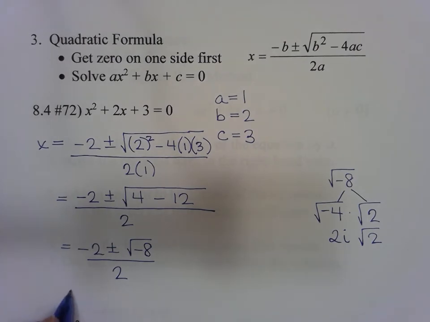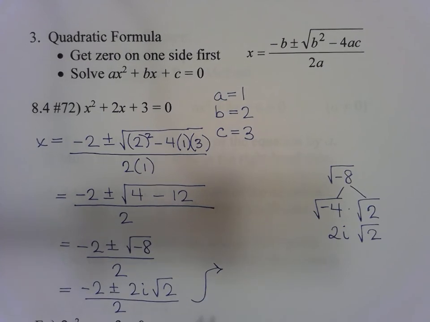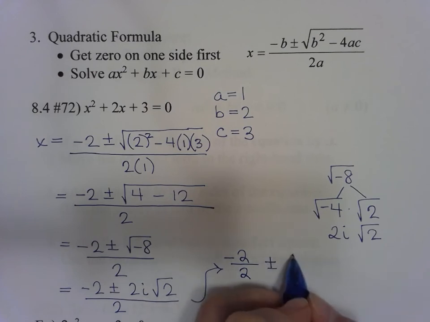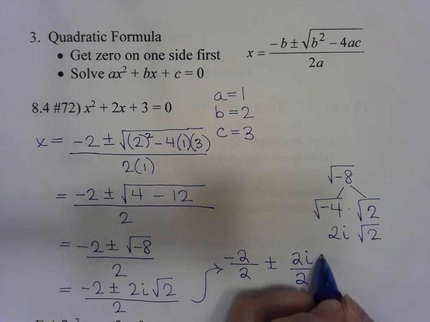Can I put that right here? So that's going to be negative 2 plus or minus 2i times the square root of 2 over 2. Both of these pieces get divided by 2, the number out front and the number that I just brought out of the square root. So let me go right here. So that's going to give us negative 2 divided by 2 plus or minus 2i divided by 2 times the square root of 2.